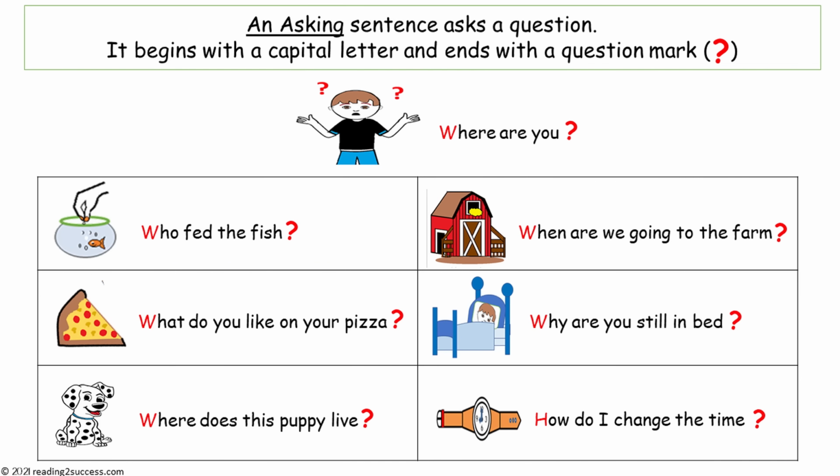In this activity, remind kids that an asking sentence asks a question, and it begins with a capital letter and ends in a question mark. Read each sentence with kids and point to each capital letter, question word, and the question mark at the end.